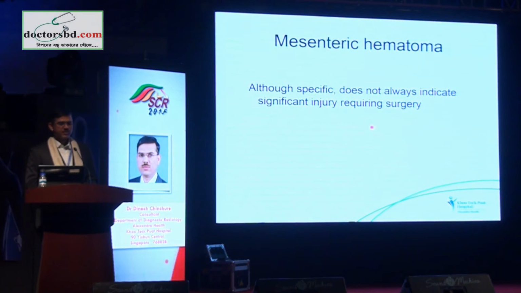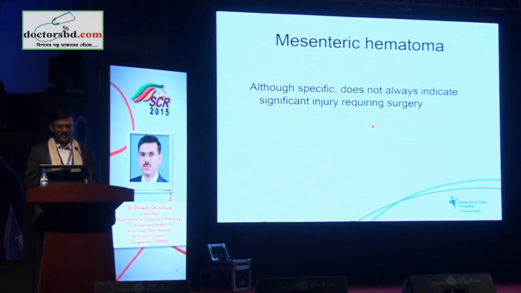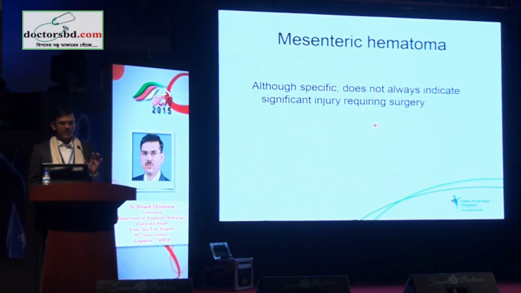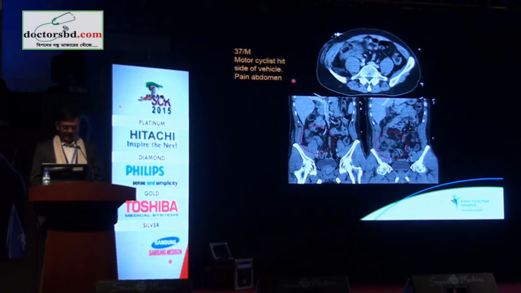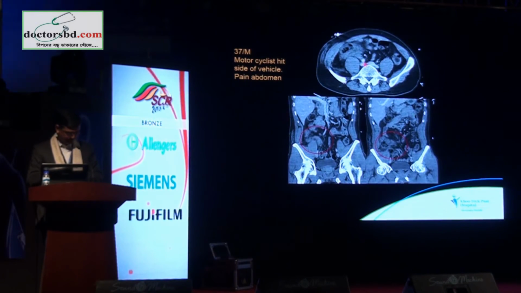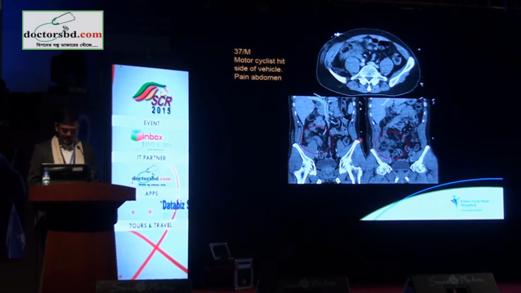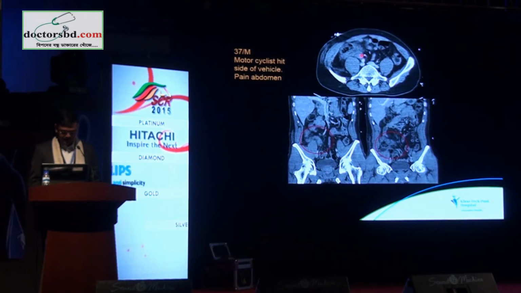Mesenteric hematoma itself is a very specific sign, but it's not always very significant. It doesn't always indicate a significant injury which requires surgery. So if you are looking at a mesenteric hematoma, you can mention it in the report, but the surgeon may decide to follow up depending on how the patient is doing clinically. This man, a motorcyclist, hit the side of a vehicle and had abdominal pain. We can see there is an injury to the mesentery here, mesenteric hematoma.